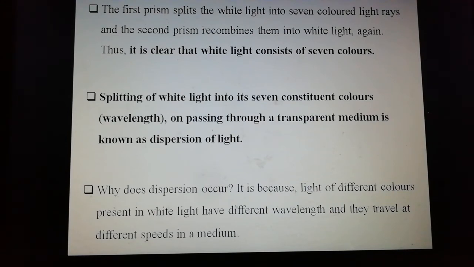It is because light of different colors present in the white light have different wavelengths and the different colors travel at different speeds in a medium. So the 7 different colors present in the white light have different wavelengths and these 7 different colors travel at different speeds in a medium. Okay students, the next one.